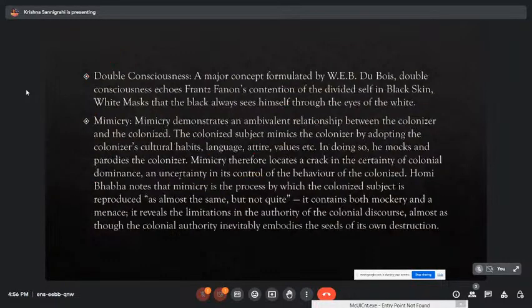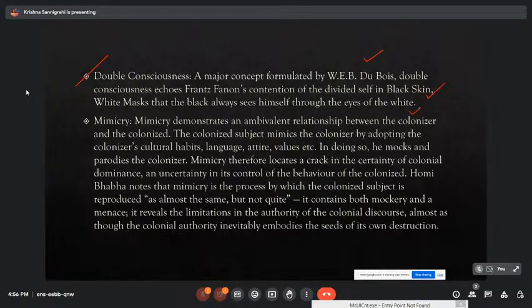Then the concept of double consciousness, which we had discussed earlier also, which is a major concept formulated by W.E.B. Du Bois, which echoes Frantz Fanon's contention of the divided self in Black Skin, White Masks, that the black always sees himself through the eyes of the white.